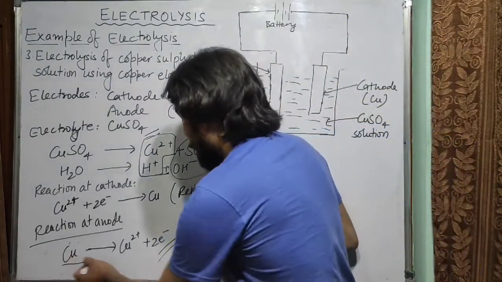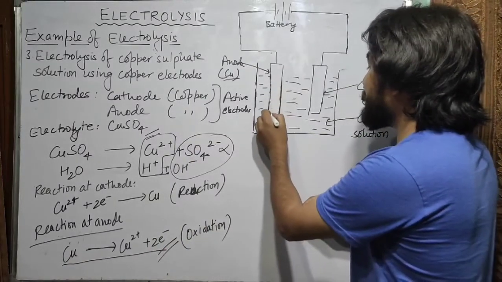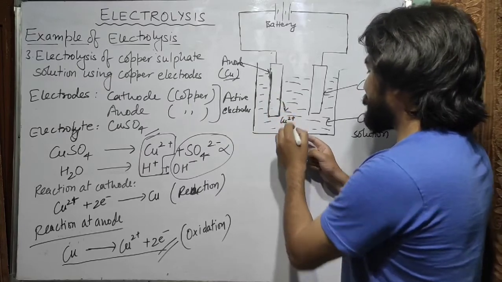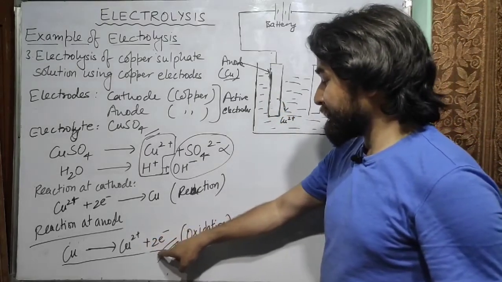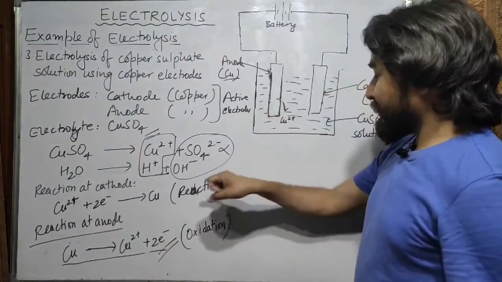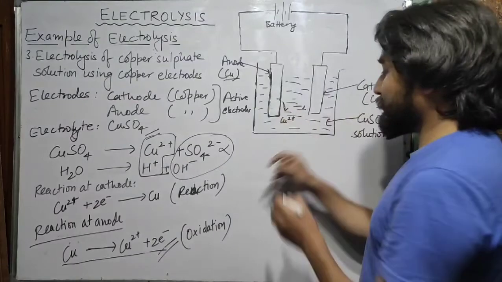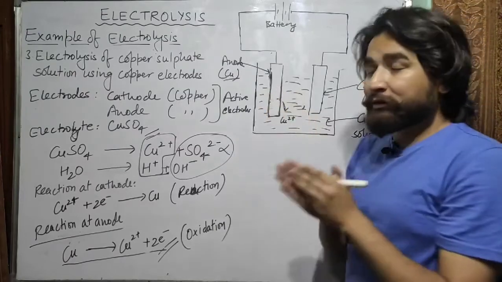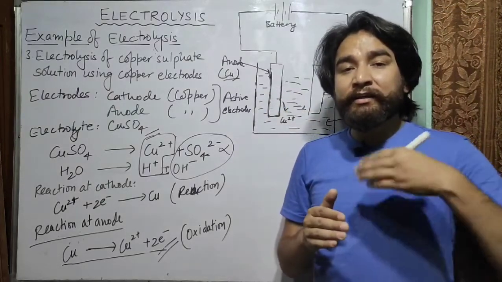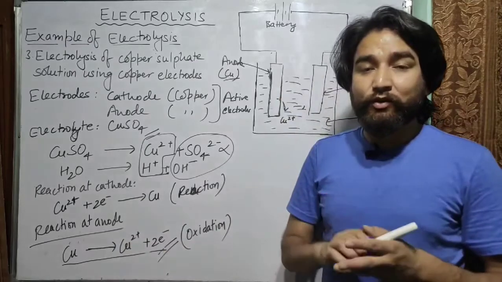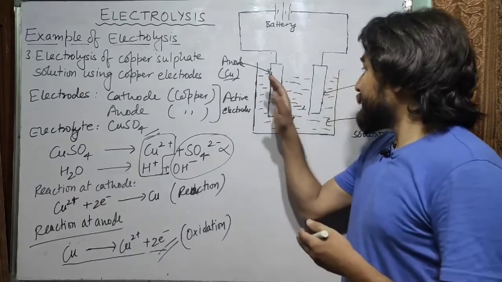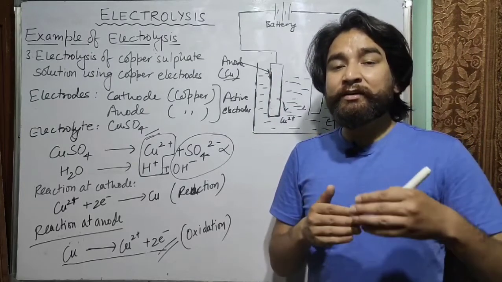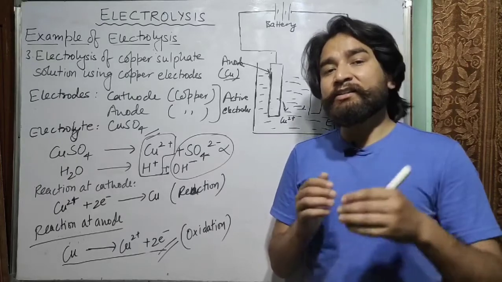So you can see at the anode what will happen: the copper from the electrode will get into the electrolytic solution and form copper ion and will lose 2 electrons. So the copper ion will migrate towards the cathode and will form copper metal. So you can see the anode will continuously keep losing Cu2 plus ions. Because it will continuously lose copper, it will get thinner and thinner as the reaction proceeds.